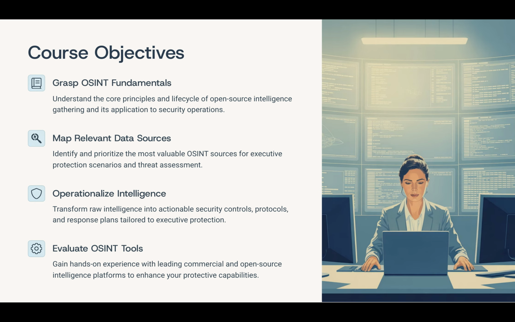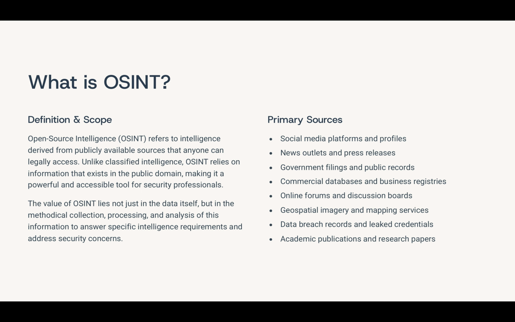Open source intelligence, or OSINT, is all about gathering information from sources that are publicly accessible and legally available to anyone. This distinguishes it from classified or proprietary forms of intelligence. Everything we collect through OSINT comes from the public domain. Because of this, it is incredibly valuable for security professionals. You're working with data that's readily accessible, but the key is how it's collected, processed, and analyzed to answer specific security needs.